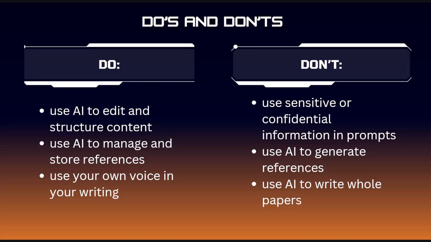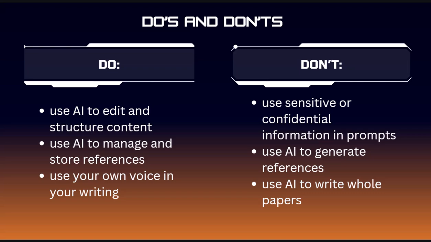When using AI tools, consider the following to ensure ethical usage. Make sure to fact-check content, and don't input sensitive or confidential information into prompts. Use AI tools to edit and structure original content, not to write whole papers. Use AI tools to manage and store references, not to generate references. And then write using your own voice and style, because the tools will not be able to recreate your creative work for you.